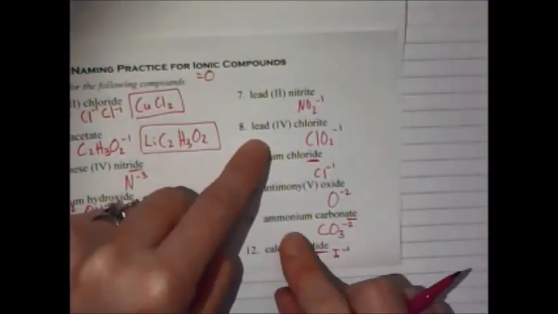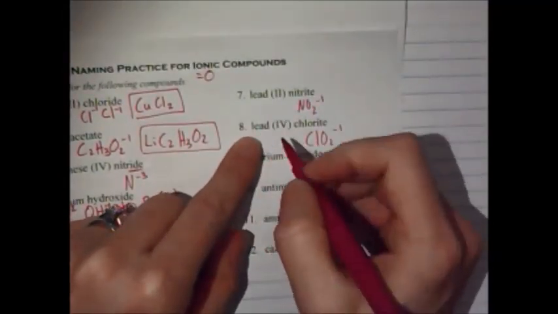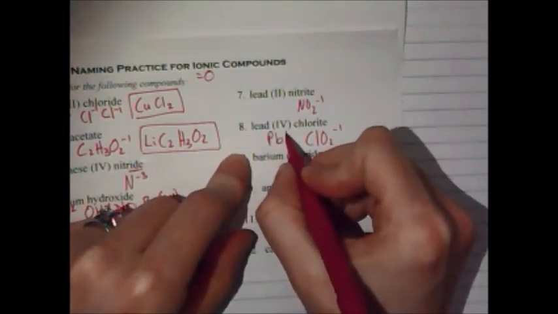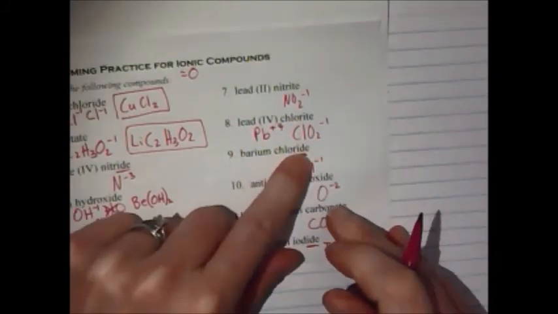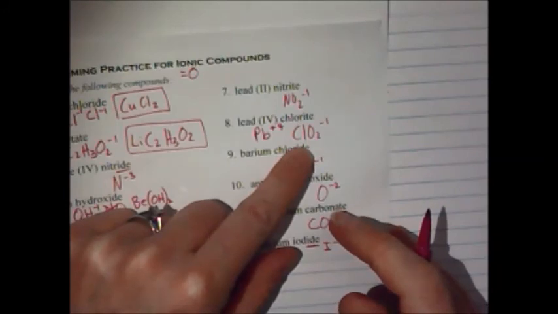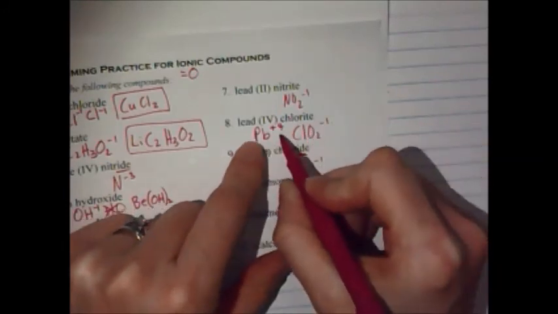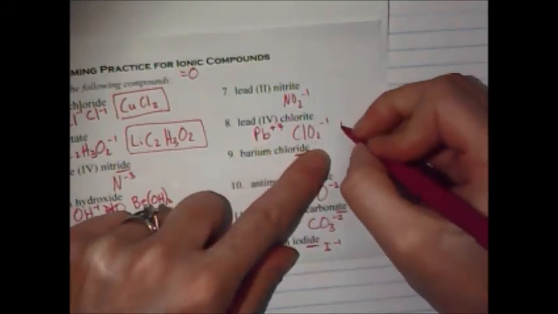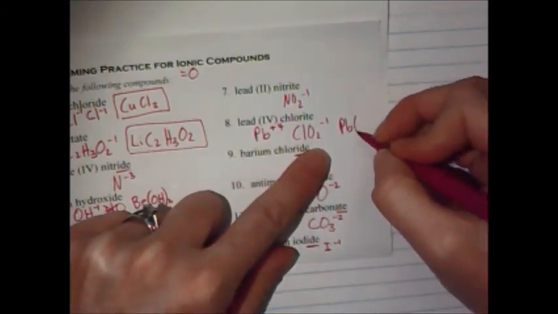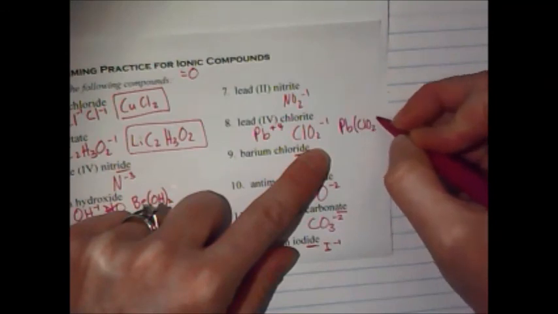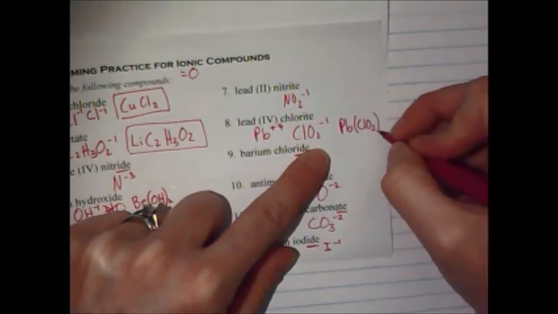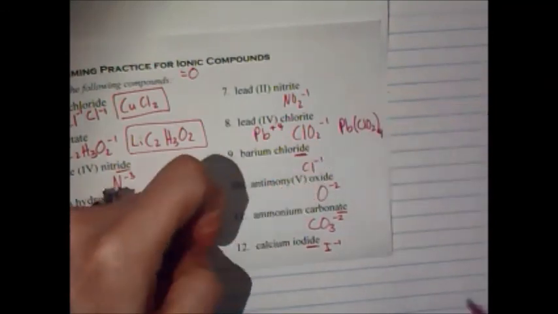This one is very similar. Lead, Roman numeral 4, is going to be Pb plus 4. Chlorite is -1. We need a total of 4 of these to make it become the equal charge to that. So we would write Pb, parentheses, ClO2, close parentheses, and I'm running out of room, but I'm going to put a 4 right there.